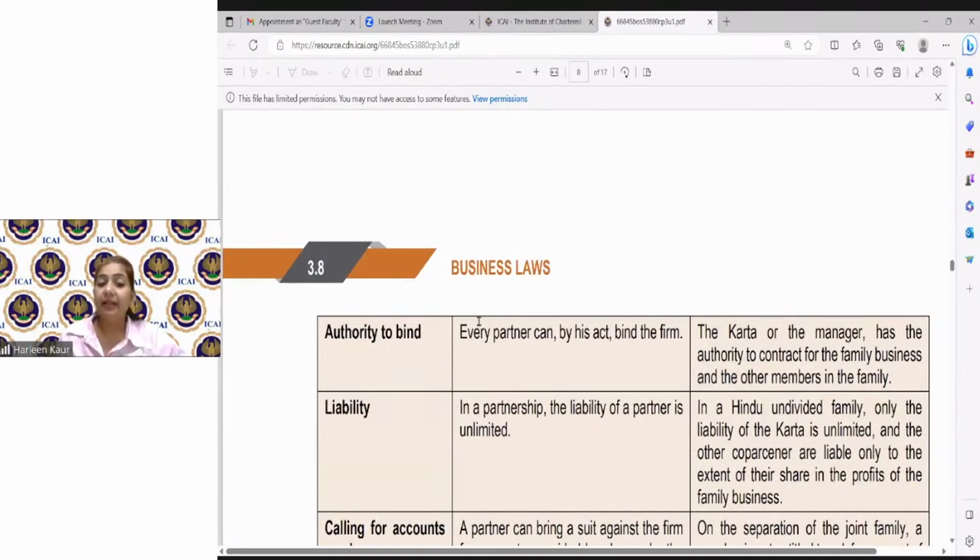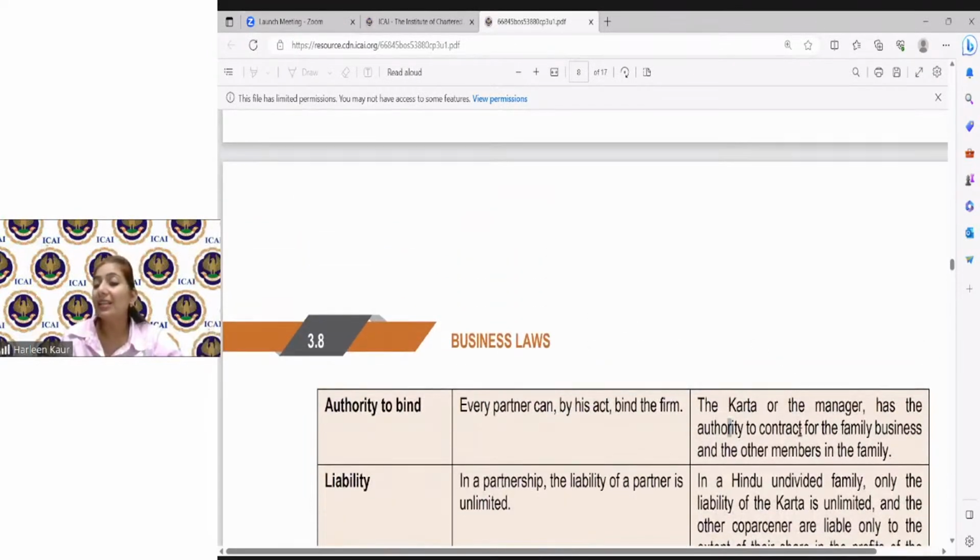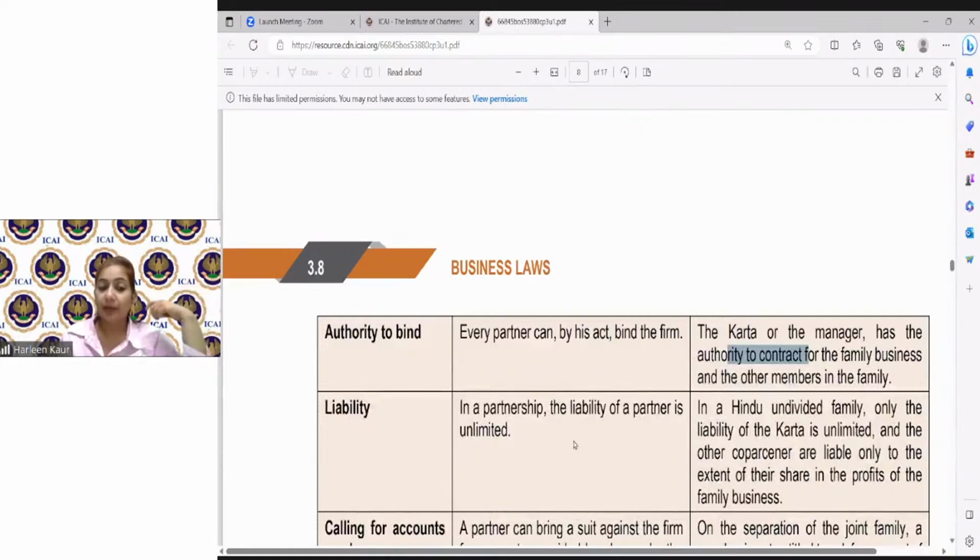Authority to bind. Every partner can bind by his action, means there is a principle of mutual agency present. All the partners are liable for each other's actions. However, in this respective case, the karta or the manager only has the authority to contract. So whosoever is the manager of the HUF family or the karta, the senior most member, male or female, they will only do the contractual obligations on behalf of the family business.